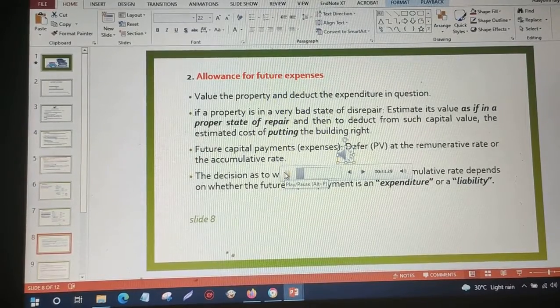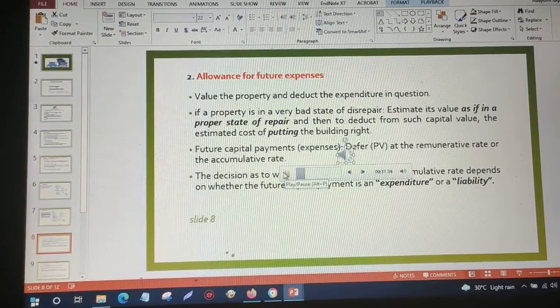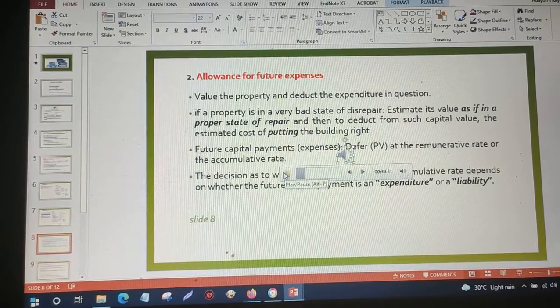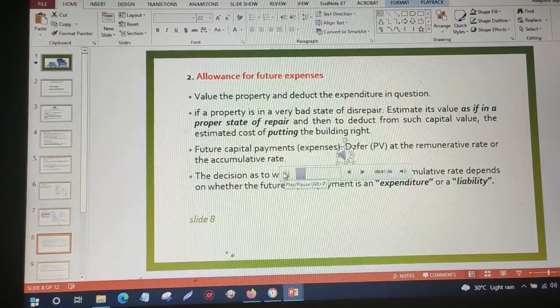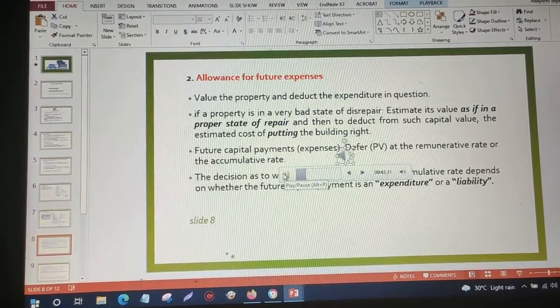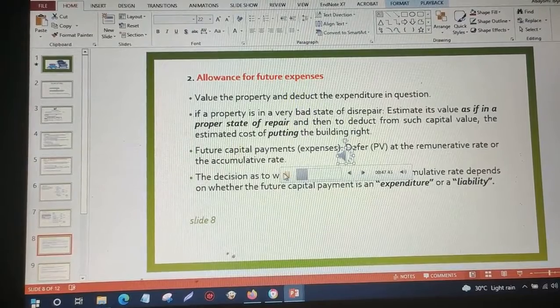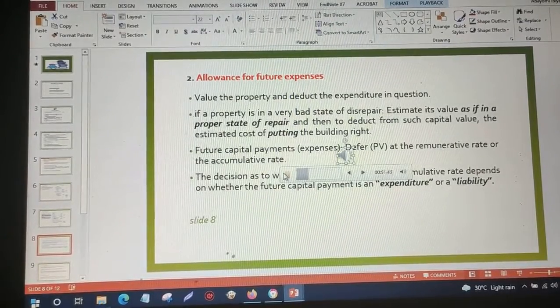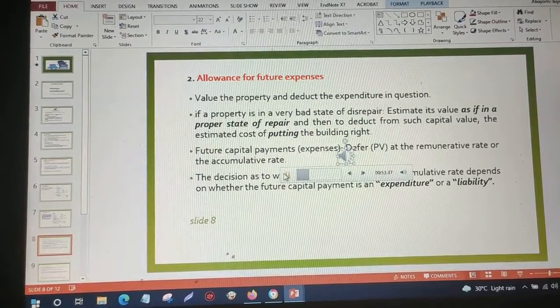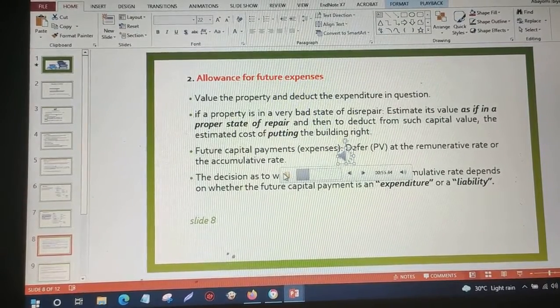Now, if a property is in a very bad state of disrepair, what do we do? What we do is to estimate its value as if it is in a proper state of repair, and then deduct from such capital value the estimated cost of putting the building right. That has been our method all along.